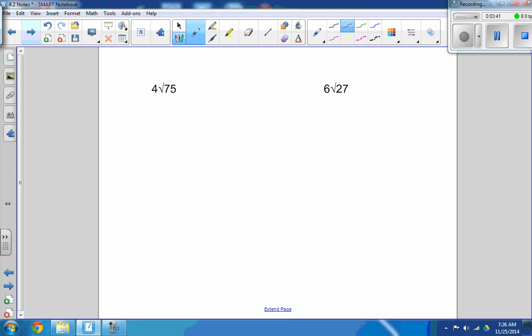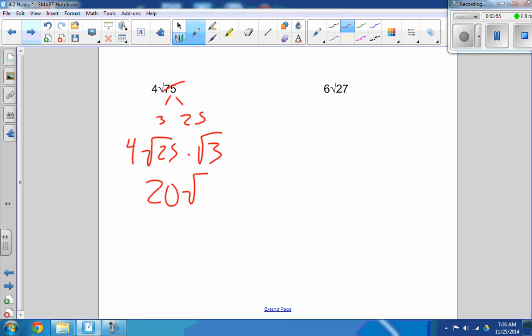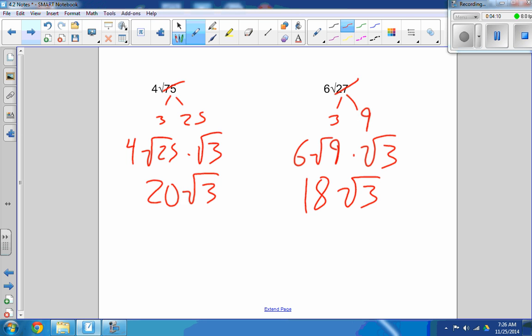All right, 4 square root of 75. Let's reduce that. That's 3 times 25. Well, we know 25 reduces. 4 square root of 25 times square root of 3. So that's 4 times 5, which is 20 square root of 3. 6 times square root of 27. That's 3 and 9. So 6 square root of 9 times square root of 3. Square root of 9 is 3. So 3 times 6 is 18 square root of 3. And there we go. That is the end of this lesson.